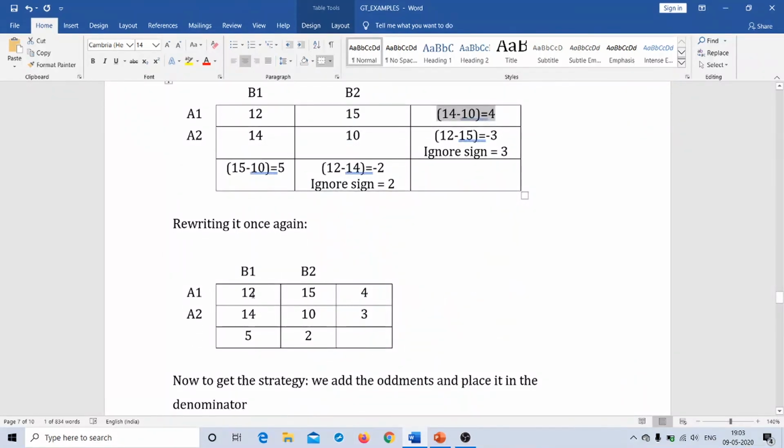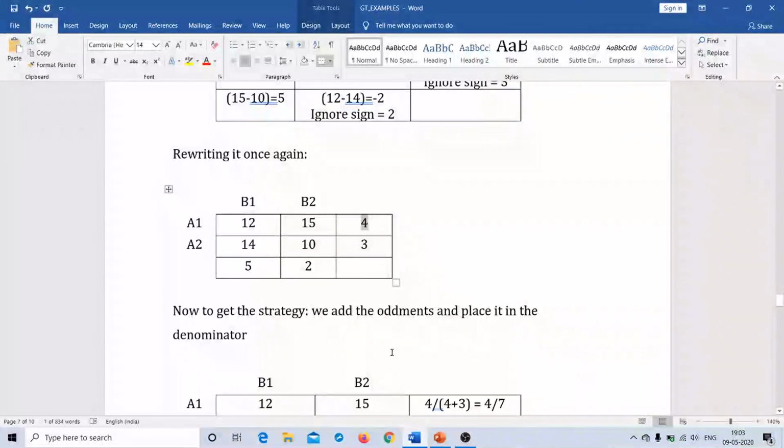Watch out carefully. The difference between 12 and 14 is written here. The difference between 15 and 10 is written here. The difference between 12 and 15 is written here. And the difference between 14 and 10 is written here. Got it? Now to get the strategy, we add the oddments and place it in the denominator.